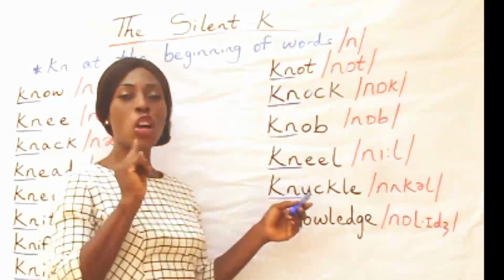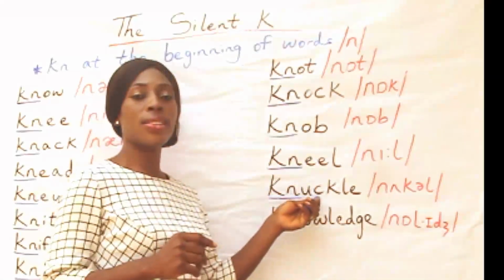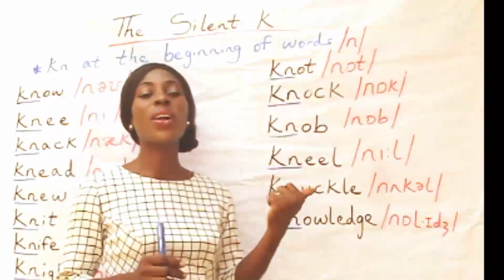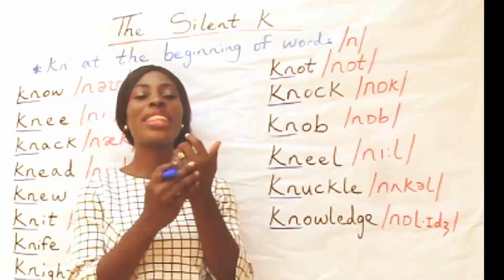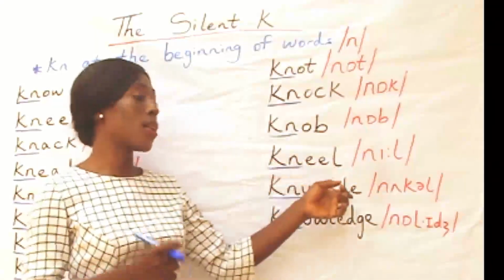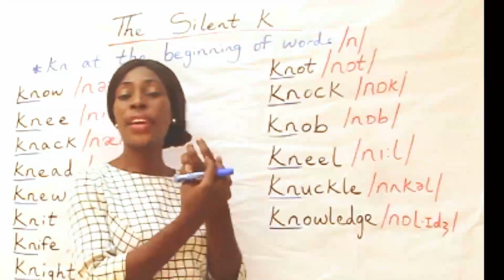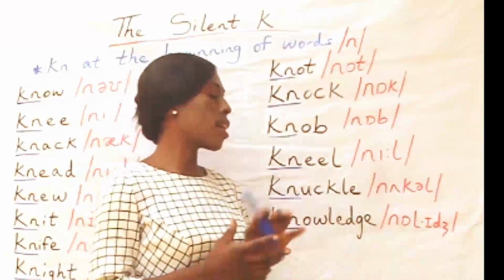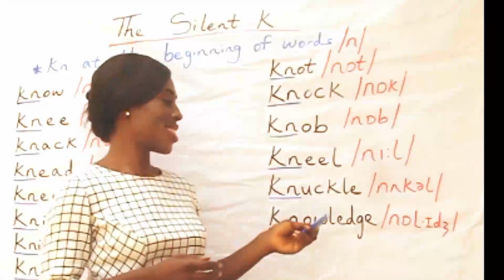Next we have knuckle. Not k-nuckle. That is wrong. It is knuckle. The K in knuckle is silent. Now, a knuckle is any of the joints in the fingers, especially those connecting the fingers to the rest of the hand. The joints in your fingers that connect the fingers to the rest of the hand are called knuckles. Now the last word we have here is knowledge.